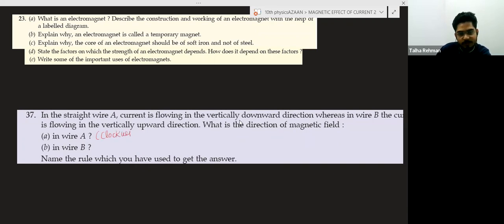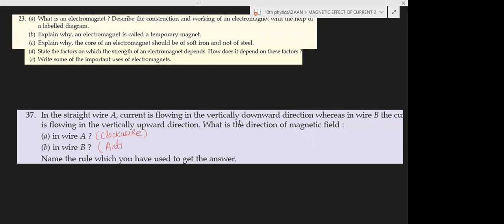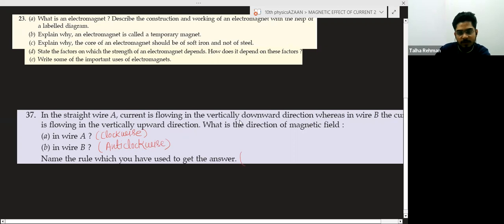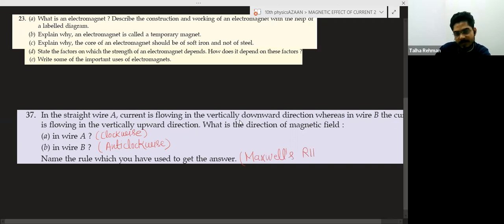And which rule are we using to find this direction? Right hand thumb rule. Name the rule which you have used. It is Maxwell's right hand thumb rule.